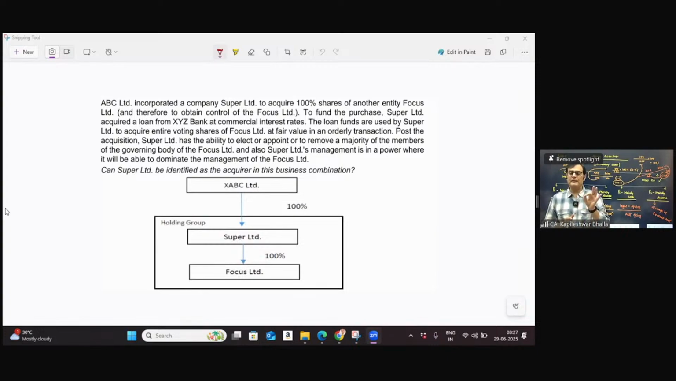It says ABC Incorporated, a company Super. Is it a new company? Yes, sir, created. For the purpose of acquisition or not? Yes, sir, it is created. So my mind is now working on the right hand side of the chart.